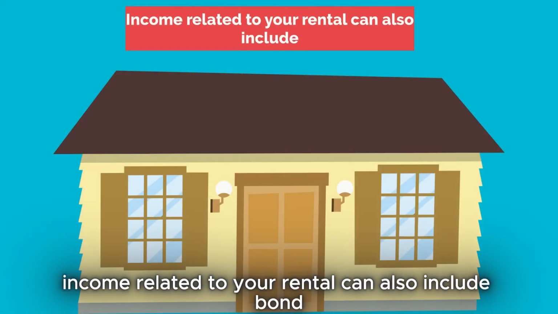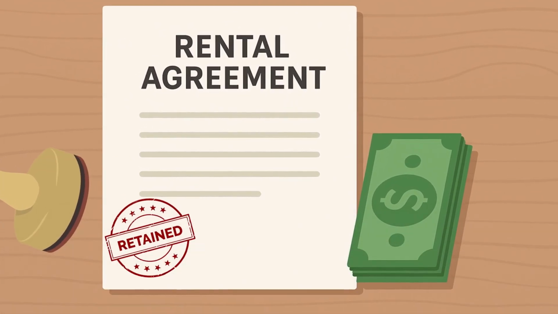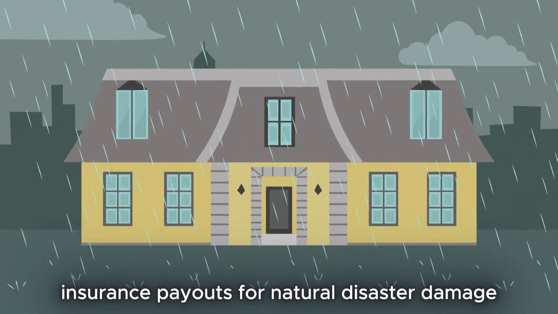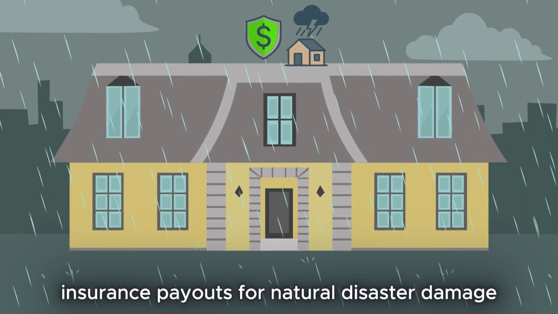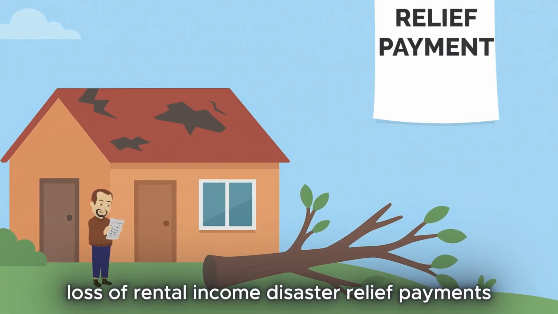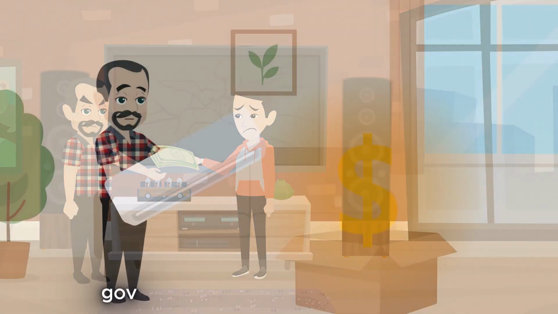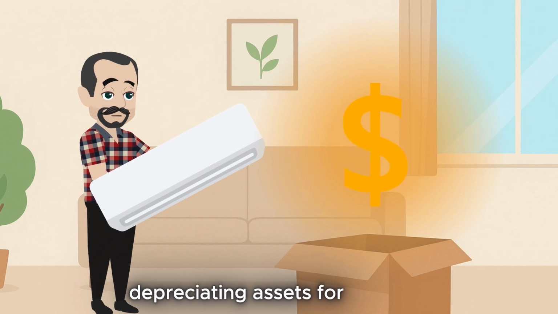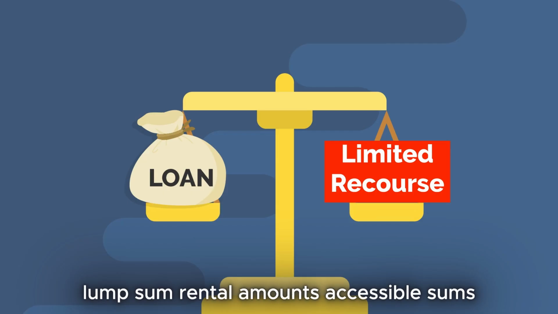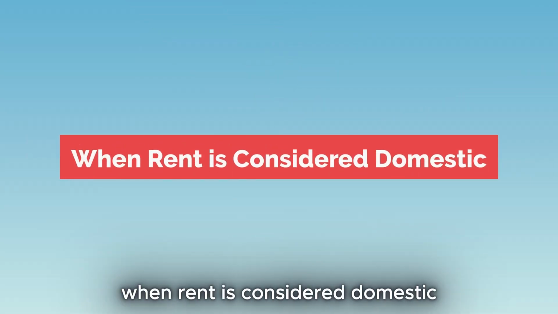Income related to your rental can also include bond money retained for unpaid rent or property damage, cancellation fees you keep when bookings are withdrawn, insurance payouts for natural disaster damage, unexpected property damage, loss of rental income, disaster relief payments you receive, reimbursements from tenants for repairs, government incentives for purchasing depreciating assets, for example, a solar water system, lump sum rental amounts, accessible sums linked to limited recourse debt arrangements.